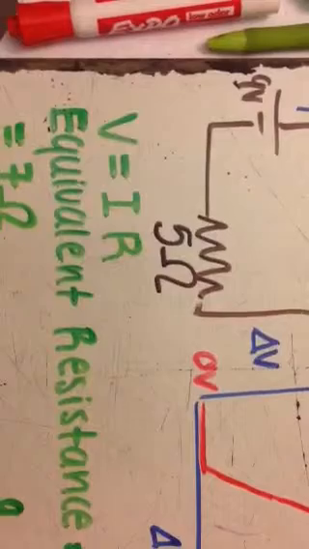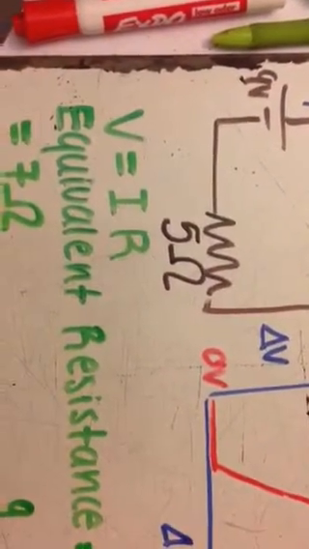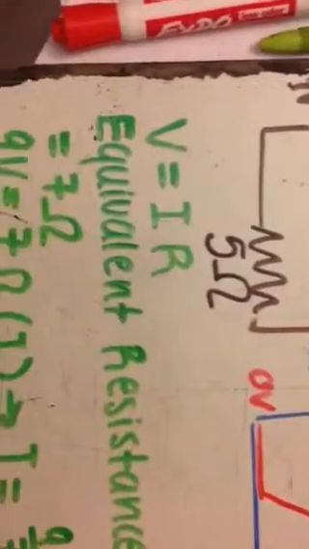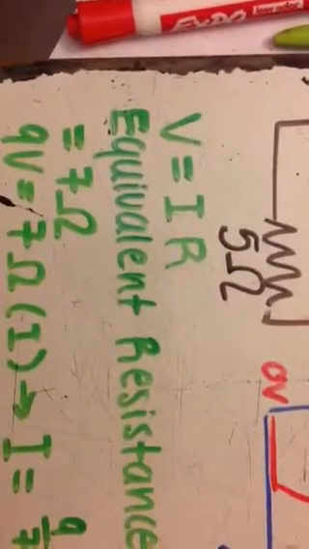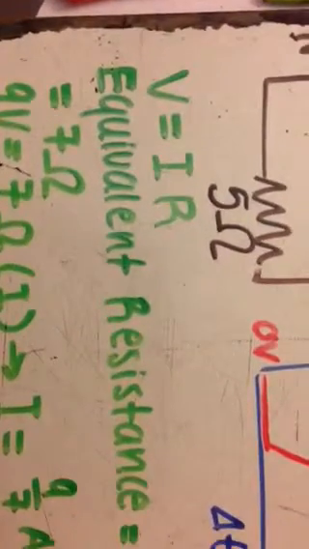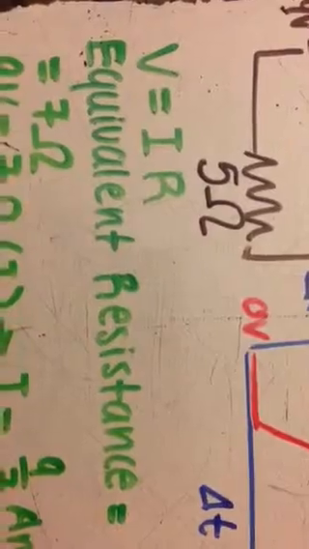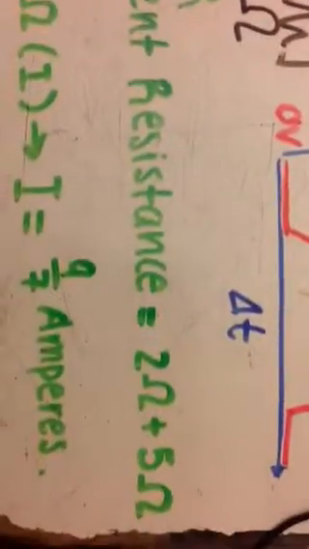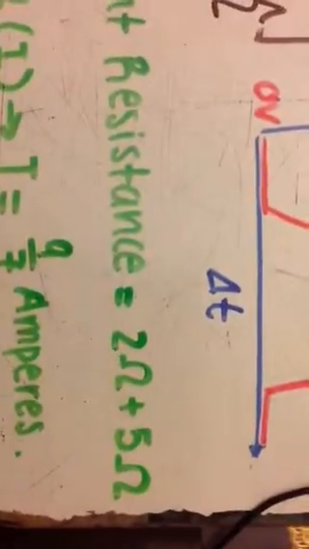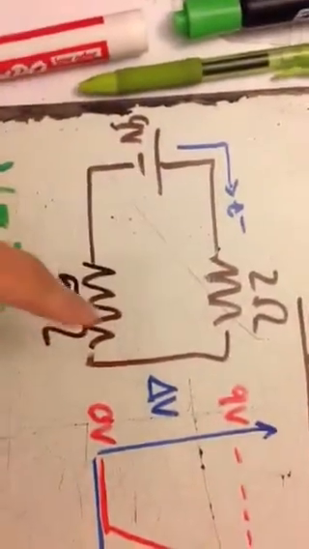Now that we only have one resistor, solving this equation, V equals IR, will be much easier. We have 9 V as the voltage, 7 ohms as the resistance, and we're solving for the missing variable, current. Current equals 9/7 amperes. Now, what we can do with this value is plug it back into the individual resistors.